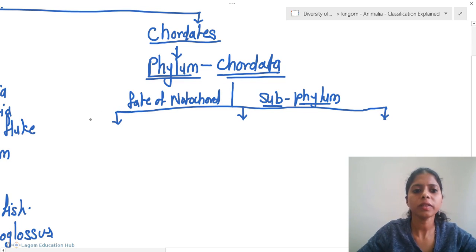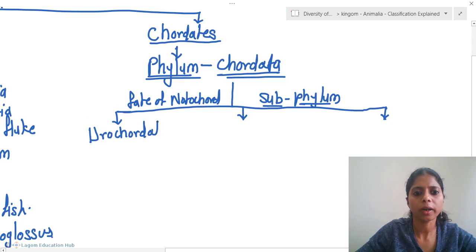So the first subphylum is called Urochordata. What is it called? Urochordata. The second subphylum is called Cephalochordata.